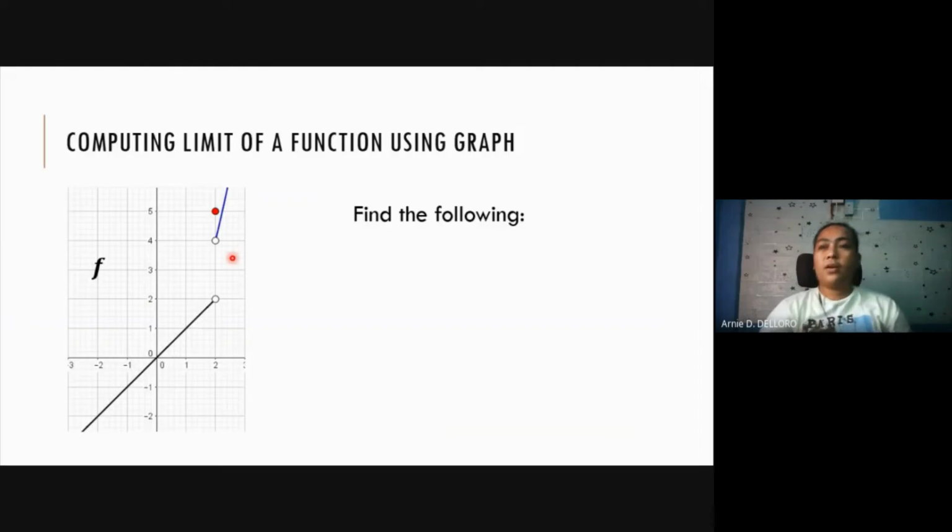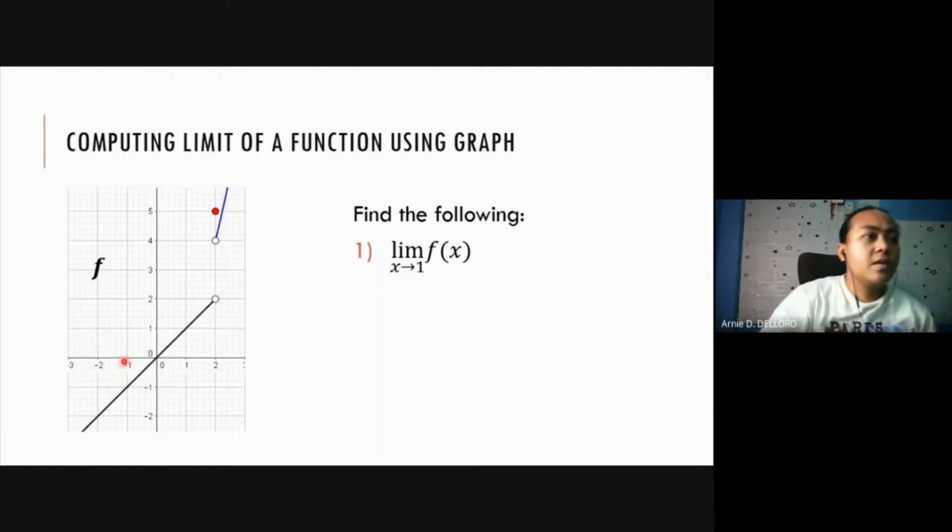Now, let's have the following. So, computing the limit of a function using the graph. So, find the following. Sige, let's have first this one. The limit of the function as x approaches 1. Okay? So, as x approaches 1, take note, ito yung 1 natin. Okay? Hanapin mo lang muna yung value. So, as x approaches 1 from the left, ano yung tinutumbok niyang number?